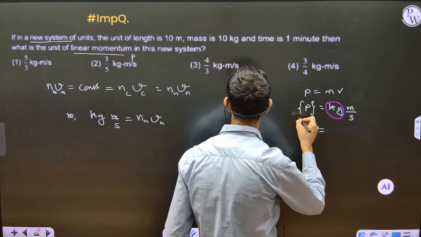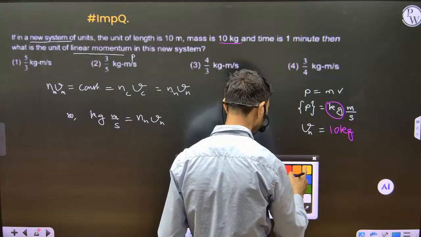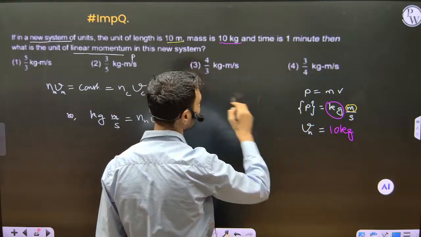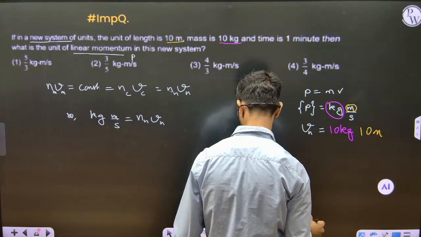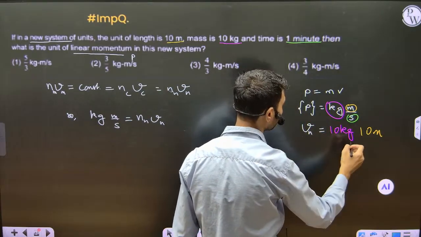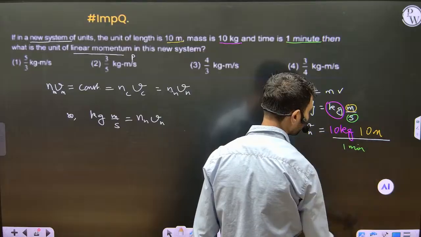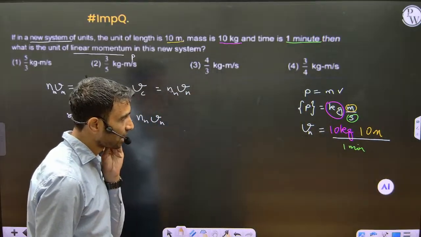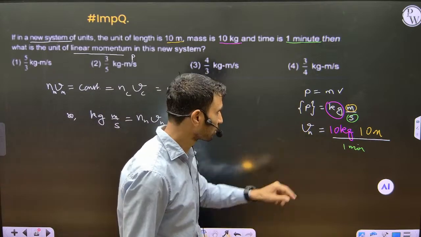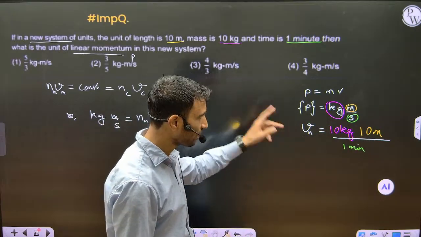So first term is kg. Instead of kg, we'll have 10 kg. Instead of meter, we'll have 10 meter. Instead of second, we have 1 minute. I hope all the terms are clear: 10 kg, 10 meter, and 1 minute. That is the unit written in the new system, because kg has been replaced by 10 kg, meter has been replaced by 10 meter, second has been replaced by 1 minute. As they told, I've done.